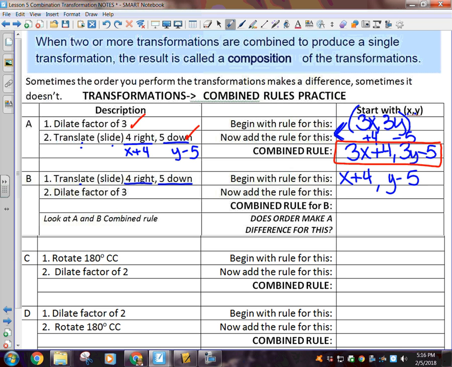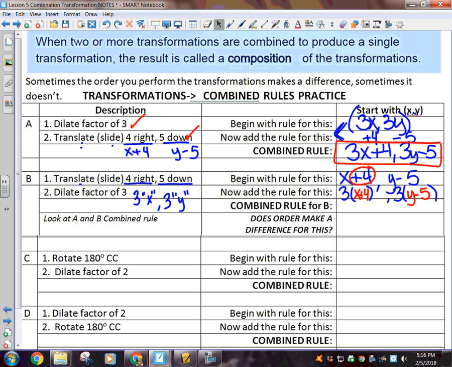Now it says that I'm going to dilate by a factor of 3. So that means I'm going to take 3 times every x, right? And 3 times every y, all right? But if I take a look, I don't have just a plain x. I have x plus 4. I've already done something to my x. So it's going to be 3 times something, comma, and 3 times something. All right, remember, it's not just my plain old x. X already has plus 4, so I have to actually keep parentheses x plus 4. Here I need parentheses, it's going to be y minus 5.